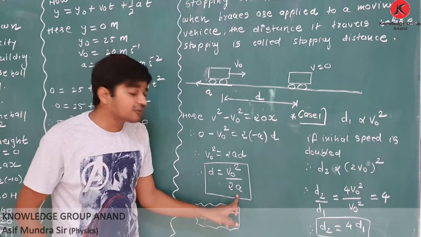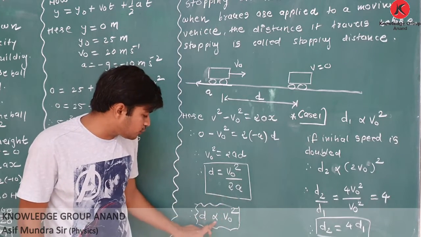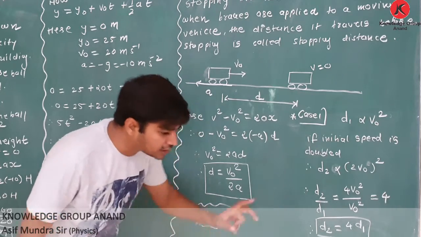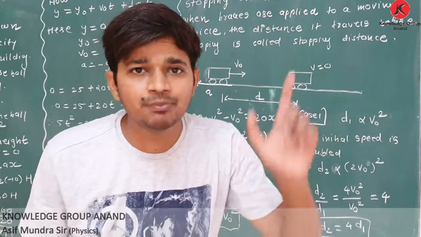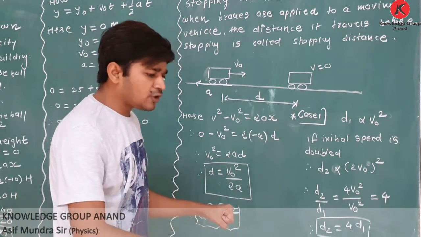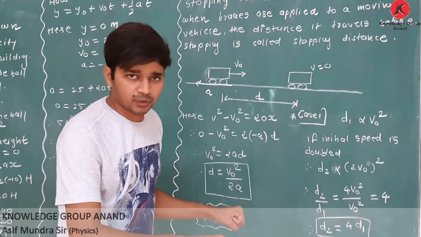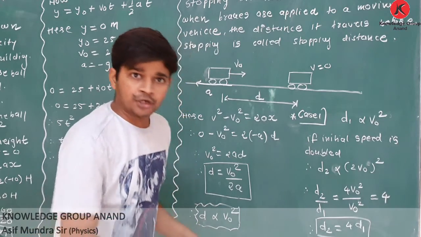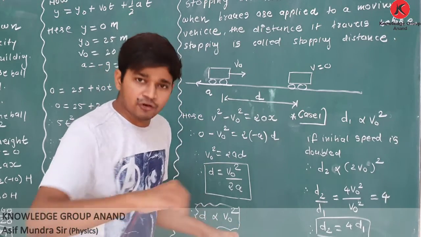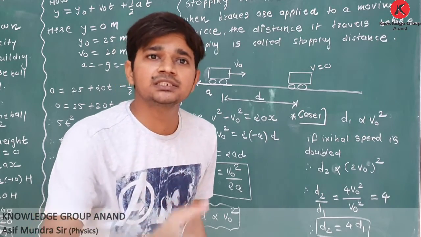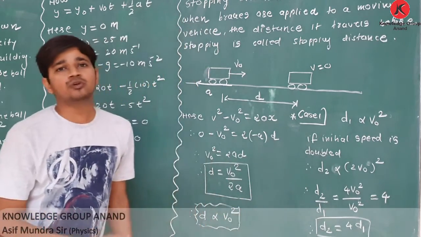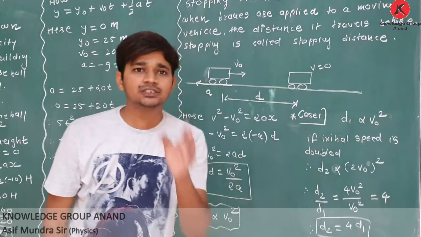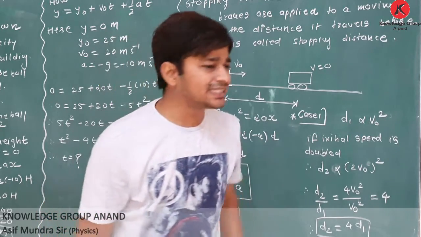Now 2 and a are constant. If acceleration is constant, then we can say d is proportional to v0 square. It means stopping distance depends on initial velocity. If you are moving at 20 km per hour and you apply brakes, then the stopping distance is small. But if you are moving at 100 km per hour and you apply brakes, then the stopping distance is more. If your initial speed is high, then the stopping distance is also high. Clear? See, one example based on it.